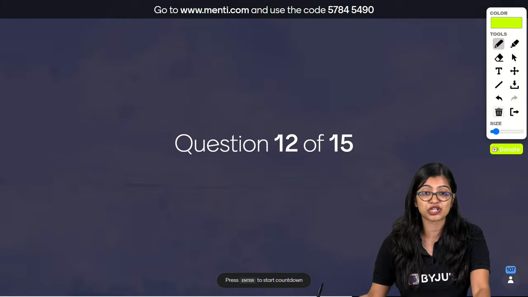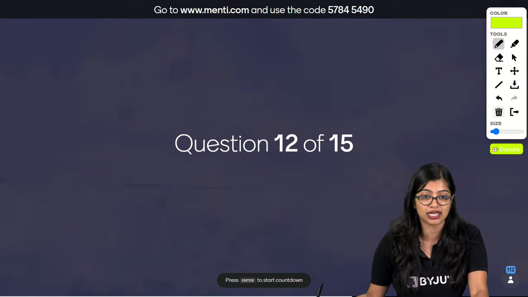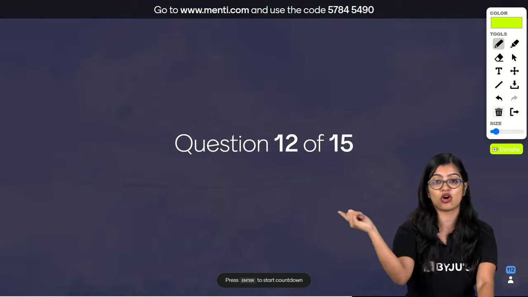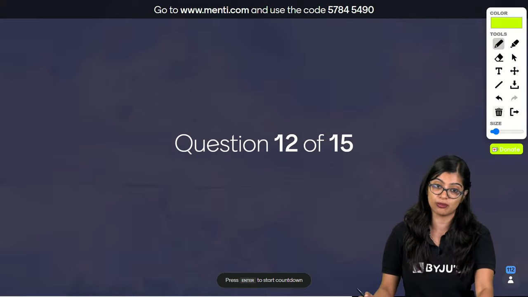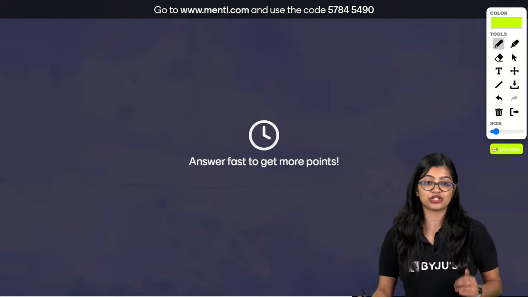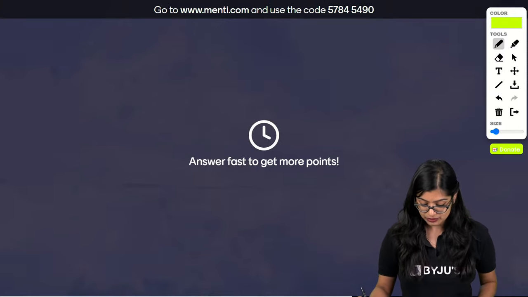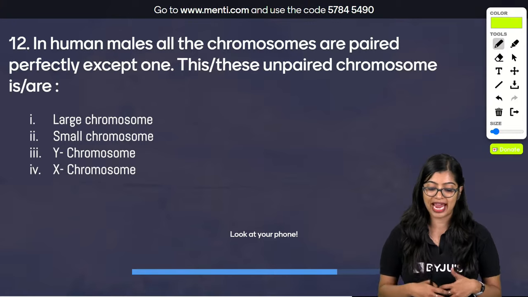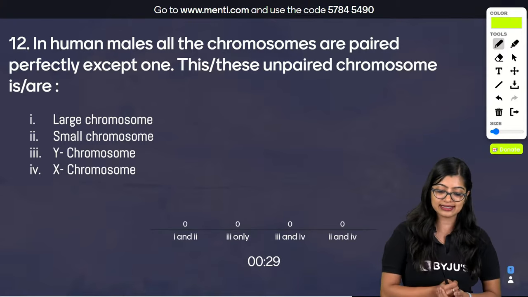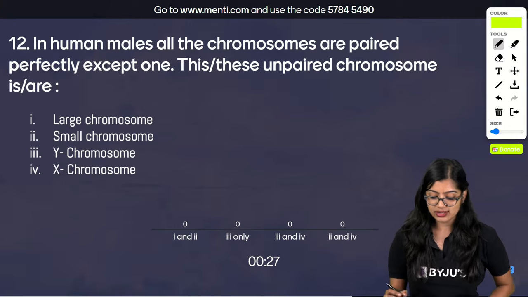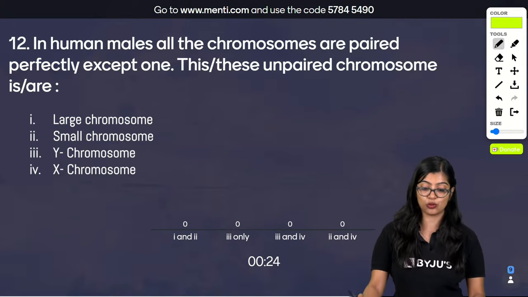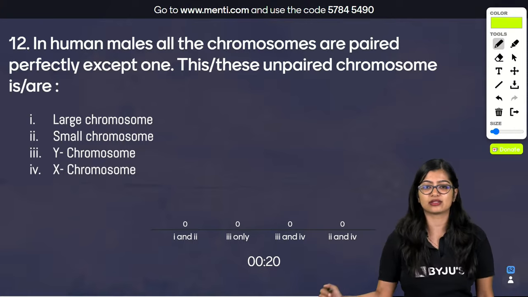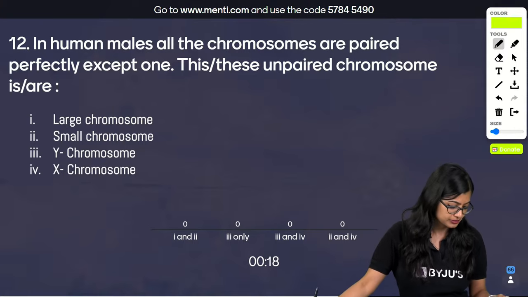So now moving on to question number 12, everybody, on your screens. Rajiv, Rajveer, Krishal, all of you rewind back to the beginning of this video. You will be able to find the definitions. Question number 12. In human males, all chromosomes are paired perfectly except one. These or this unpaired chromosome is which? This is very easy, guys. Super duper easy question.